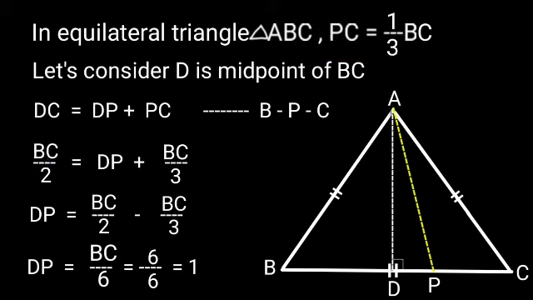We have to find DP. Hence, DP is equal to BC upon 2 minus BC upon 3. By simplification, DP is equal to BC upon 6. We are given BC is 6, hence 6 upon 6, that is DP is equal to 1.